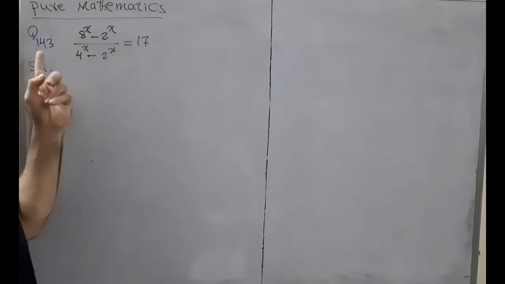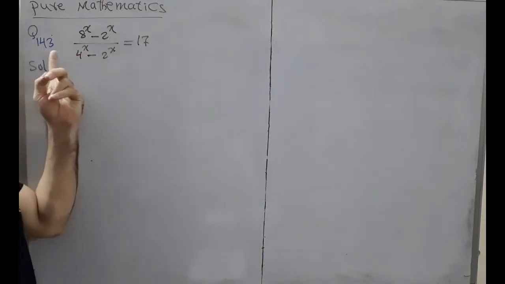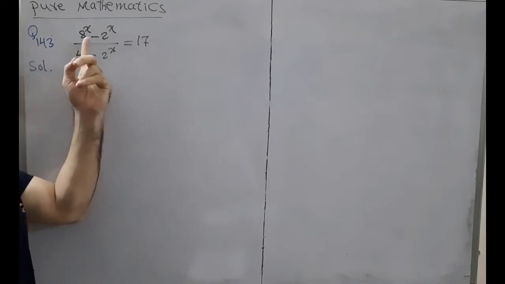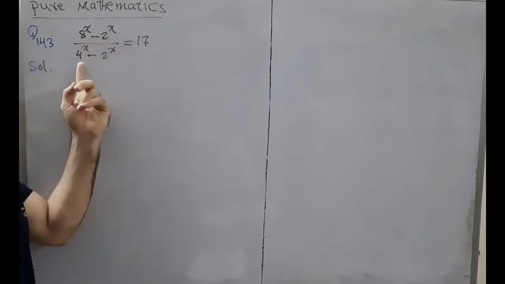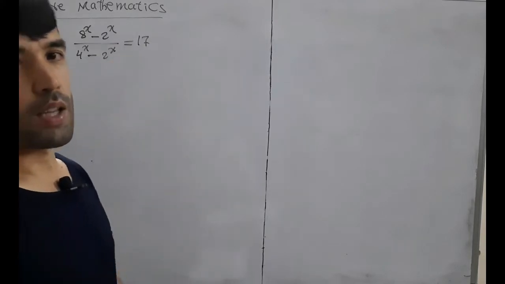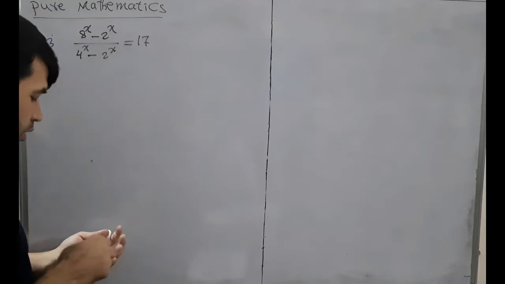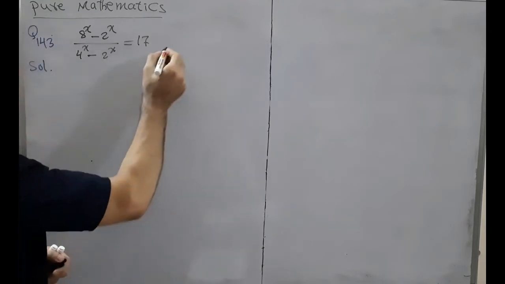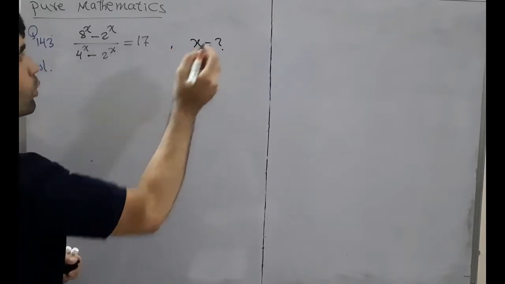In this class, it is question 143. We want to solve this question: 8 to the power x minus 2 to the power x over 4 to the power x minus 2 to the power x is equal to 17. Now we want to find the value of x. x is equal to question mark.